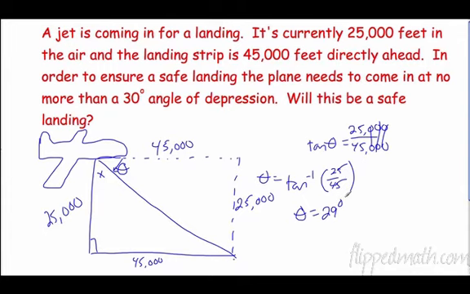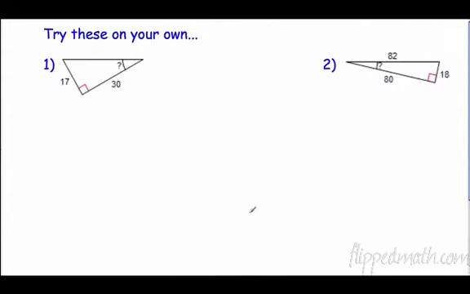Now, let's reflect. Are we answering the question? Will this be a safe landing? Well, 29 degrees, that doesn't answer that. In order to ensure a safe landing, the plane needs to come in at no more than 30. Is that more than 30? No, that's less. So yes, this is a safe landing. All right? So take a second, pause the video, try these on your own, come back and see how you did. Great. So here we go.